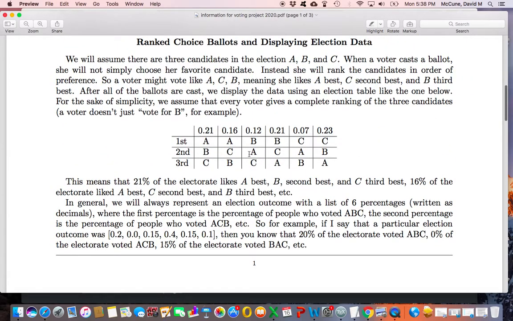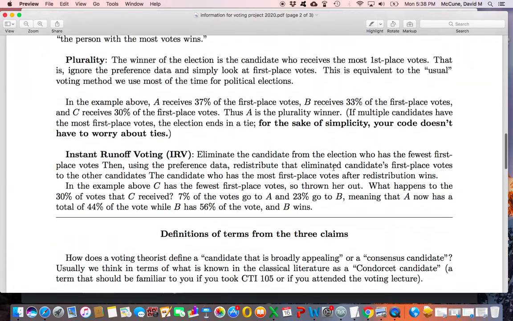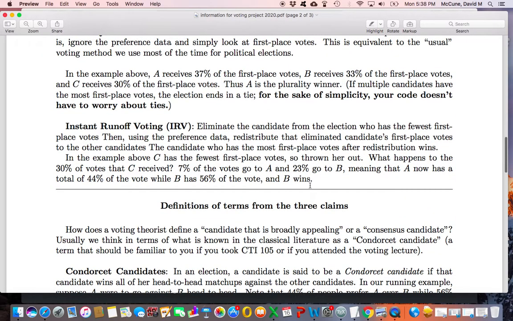Okay, so again, just to summarize here, A has 21% of the vote, plus another 16% of the vote, of the first place vote. So that's 37% of the vote. They then get an additional 7% after C is thrown out. B, on the other hand, had 33% of the vote originally. They then get a boost of 23 additional percentage points to get them up to 56%. And that is why B wins under instant runoff voting.